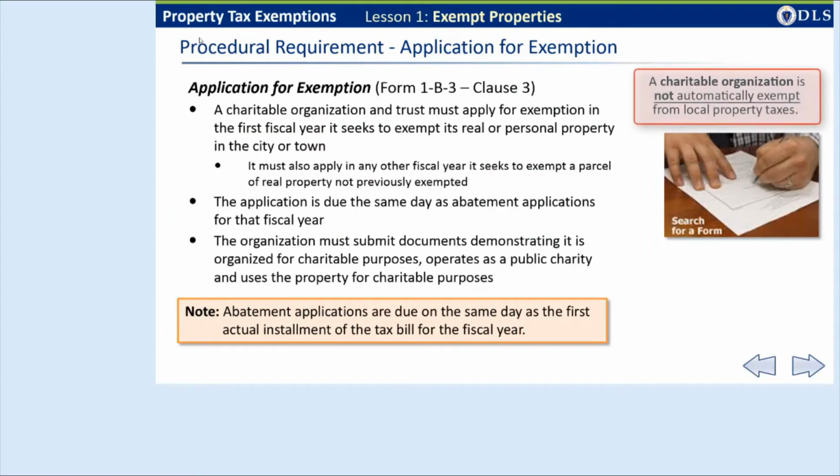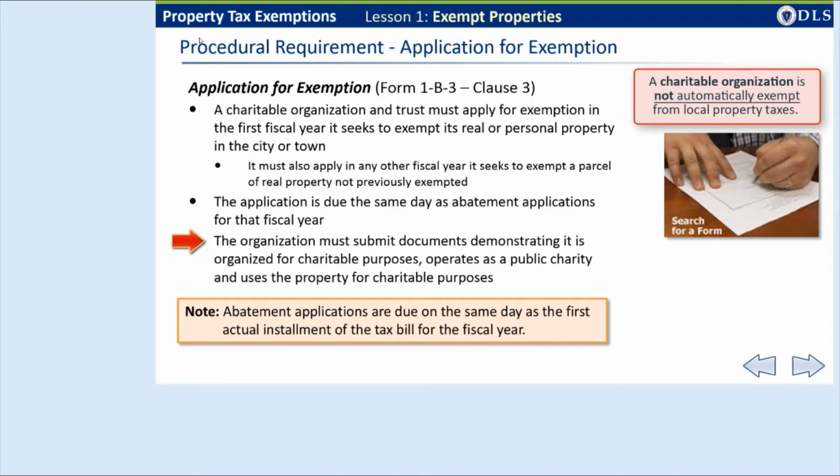A charitable organization is not automatically exempt from local property taxes. It must apply for exemption in the first year it seeks to exempt its real or personal property in the city or town, and after that in any year it seeks to exempt a parcel of real property not previously exempted. Applications are due the same day as abatement applications, that is, the due date of the first installment payment of the actual tax bill for the fiscal year.